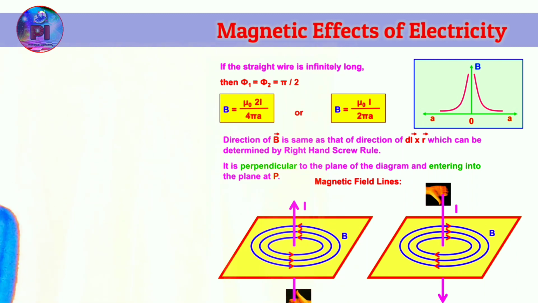Now we are applying one special case here, that is if the wire is infinitely long. In that condition we will open the angles more and more, both phi 1 and phi 2. So phi 1 equal to phi 2 becomes 90 degrees. So B becomes mu naught 2I upon 4 pi a, and after further simplification B equals mu naught I upon 2 pi a. Now this can be shown with the help of the graph given in the green box. You can see there.